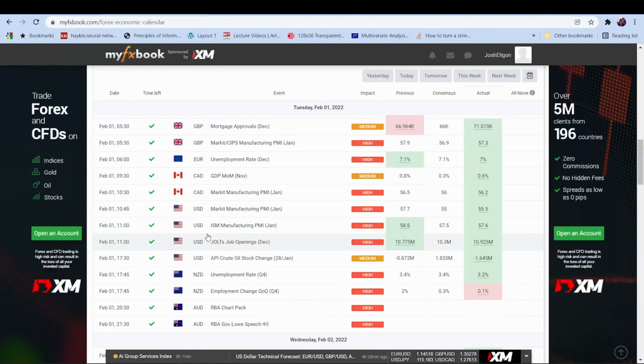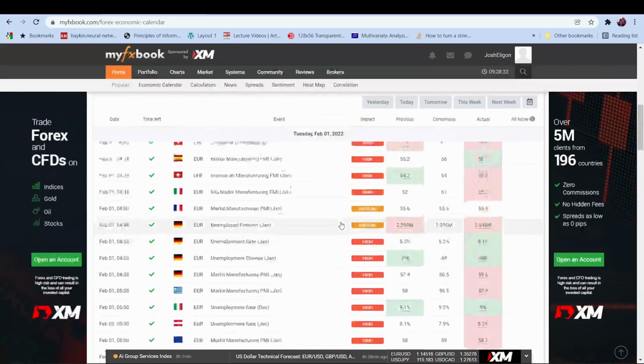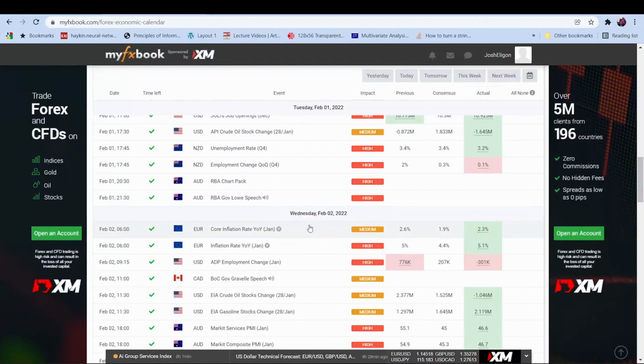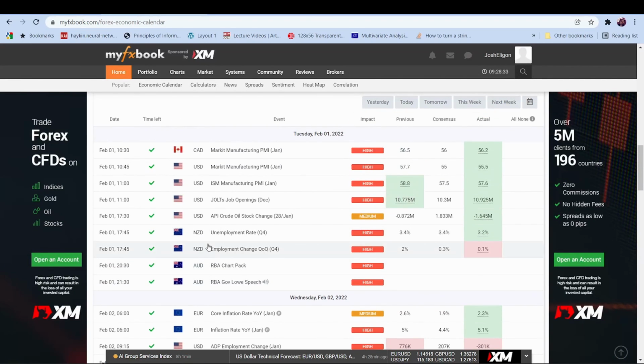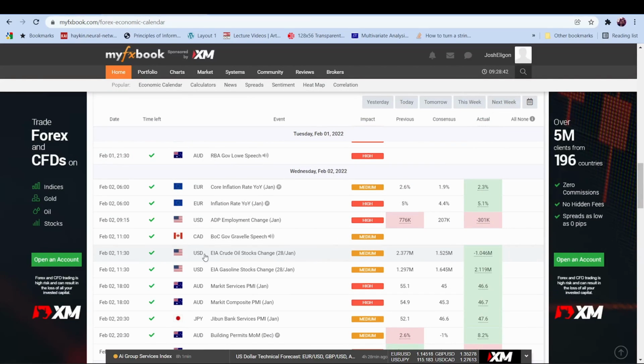Looking at the first, we had JOLTS job openings, and everything looked good. Actually, everything was good with the USD. So for whatever reason, we did have that USD failing to continue. We did have some other data come out, which was unemployment and an RBA speech from Governor Lowe. But overall, we did have a pretty good USD.